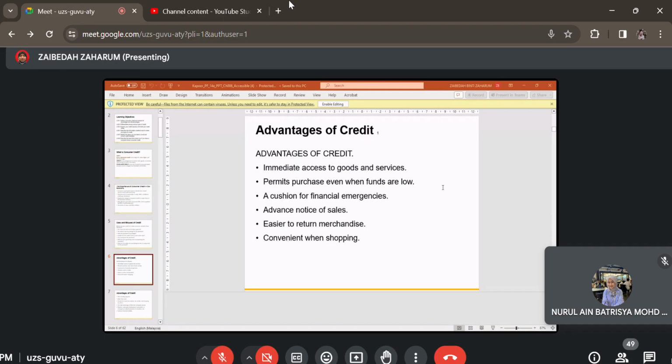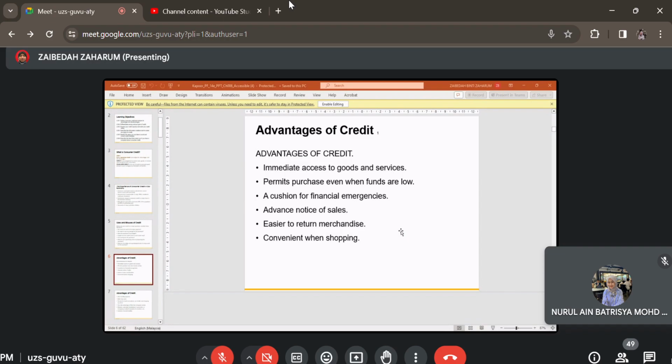And then yang keenam, convenient when shopping. Di sini tadi credit offers convenience and flexibility when shopping. Okay, as an individual tadi don't need to carry large amount of cash lah ataupun worry about exact change. Kita nak apa, kadang ada sen-sen ke apa, kita nak pulangkan, kita bawa duit shilling ke ataupun kita tak payah bawa duit cash money banyak.